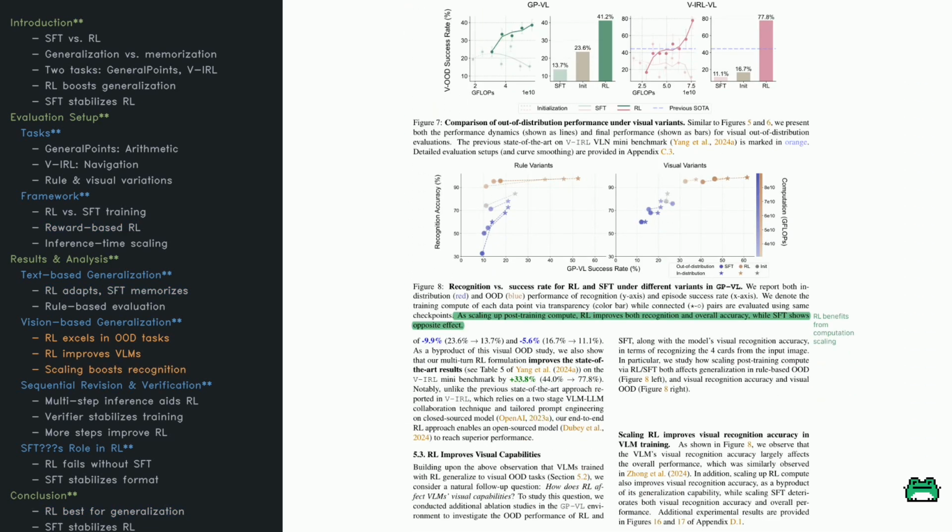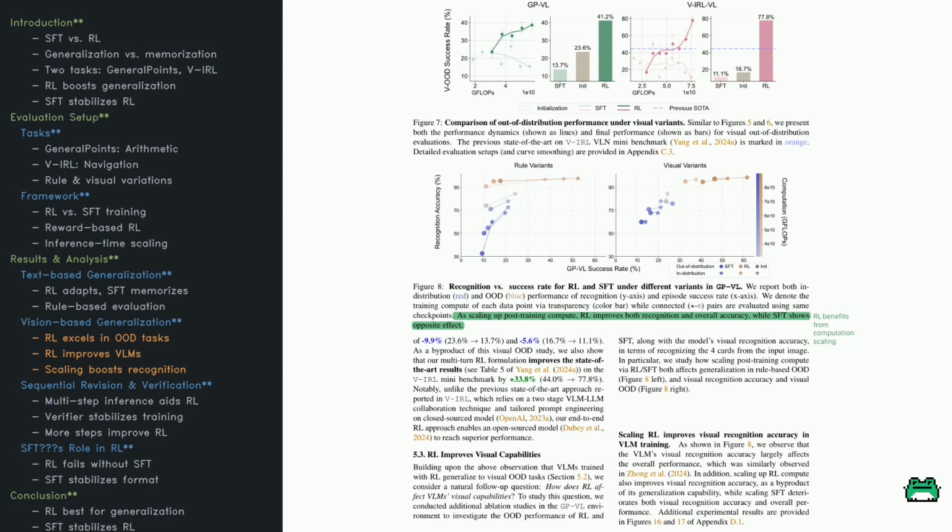This section dives into how RL and SFT handle visual variations in out-of-distribution tasks. The results? RL thrives, SFT collapses. Take a look at Figure 7. It shows performance trends as models process more computation. RL steadily improves its out-of-distribution success rate, while SFT remains stuck at low accuracy.